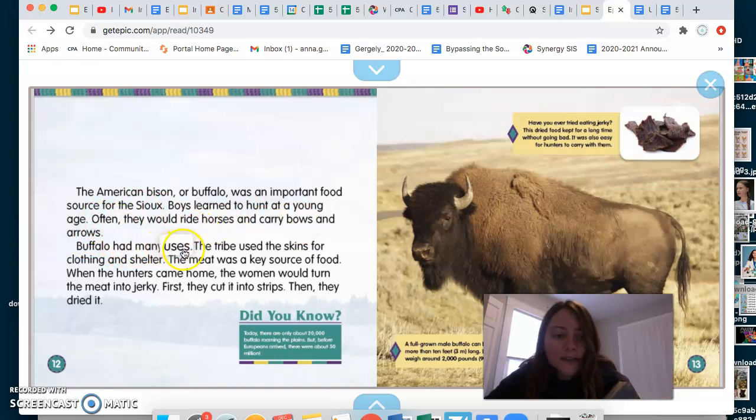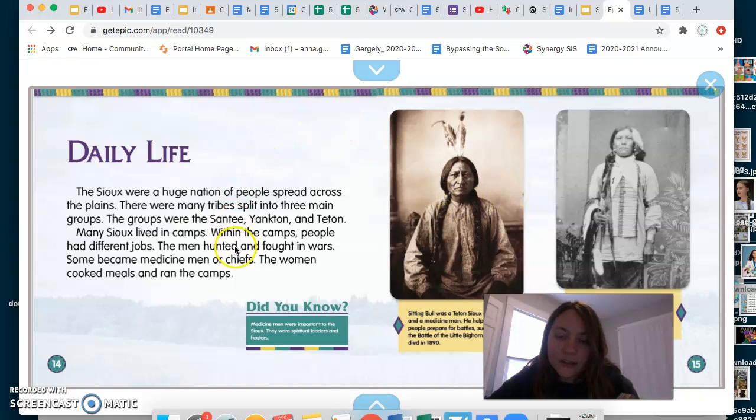Buffalo had many uses. The tribe used the skins for clothing and shelter. The meat was a key source of food. When the hunters came home, the women would turn the meat into jerky. First they cut it into strips, then they dried it. We already wrote down buffalo, so we're good on this page. All right, that's all we got to for resources and territory.